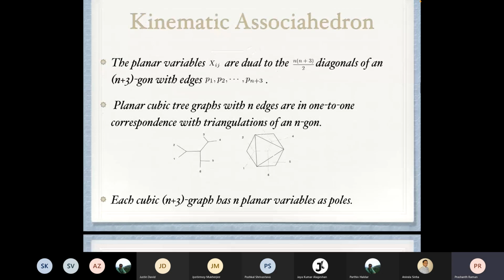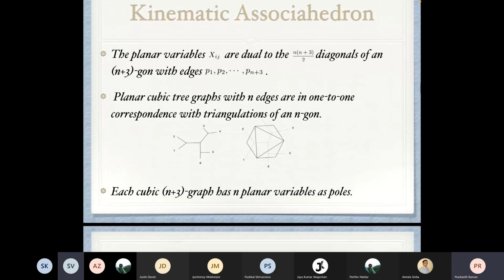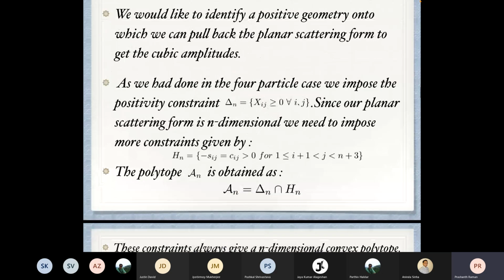So we would like to identify a positive geometry onto which we can pull back the planar scattering form to get the cubic amplitudes. That is the goal. And as we did in the toy example, we can impose a positivity constraint and say that all the x_ij's are positive.